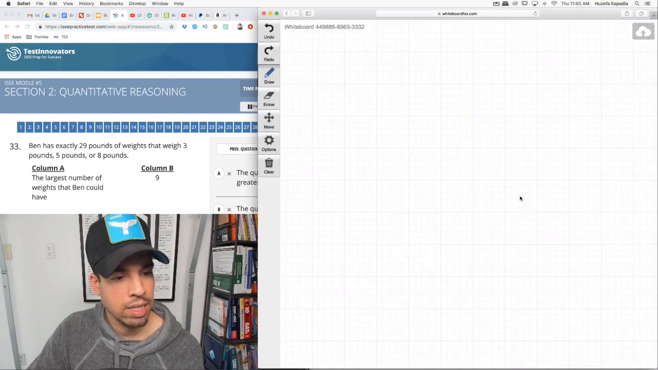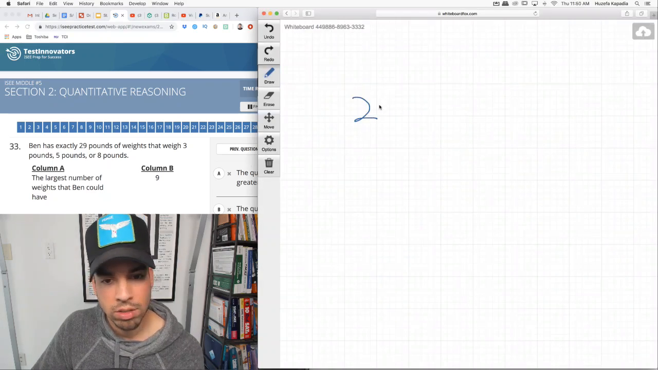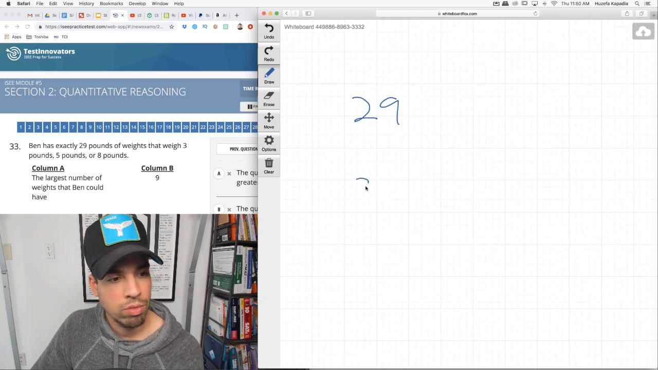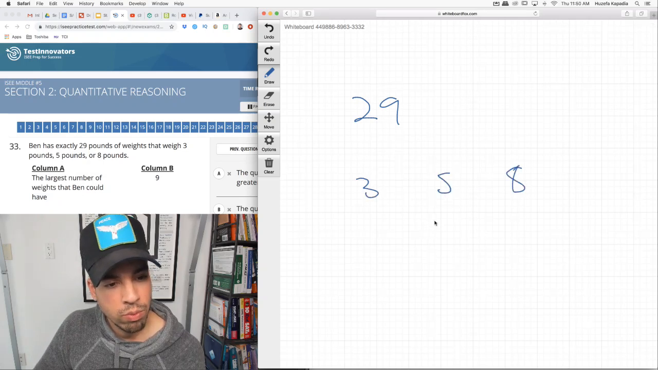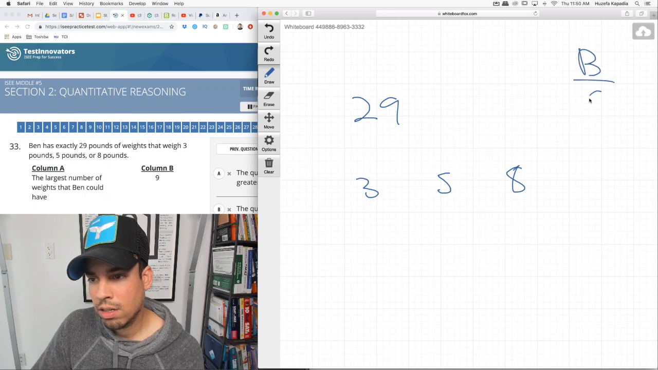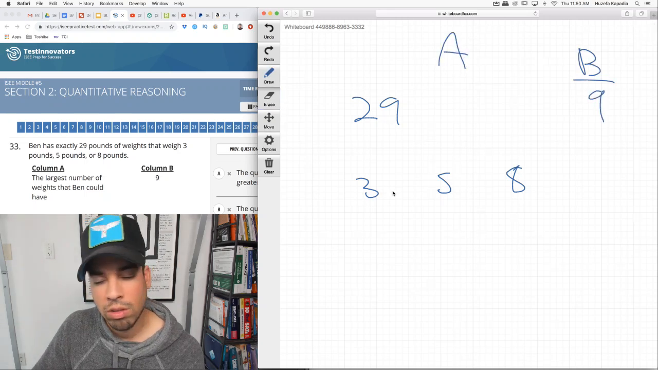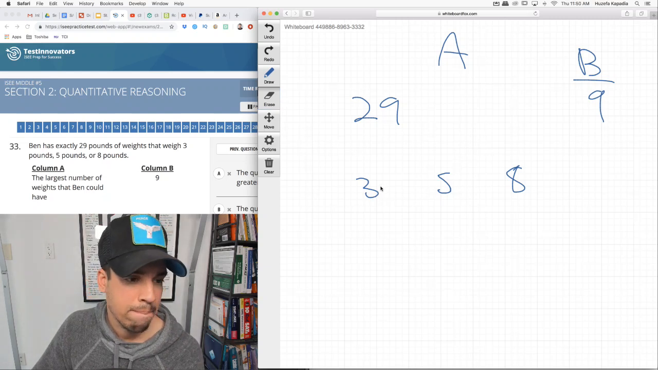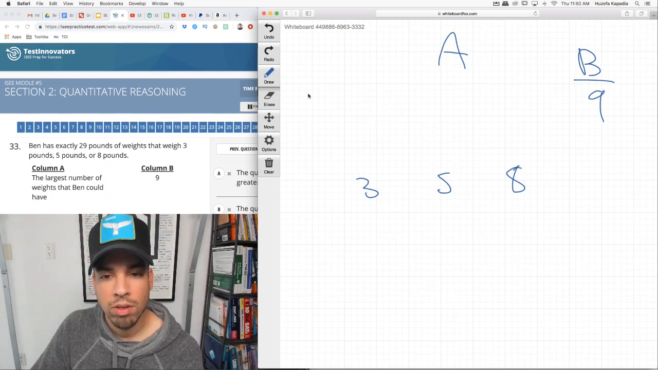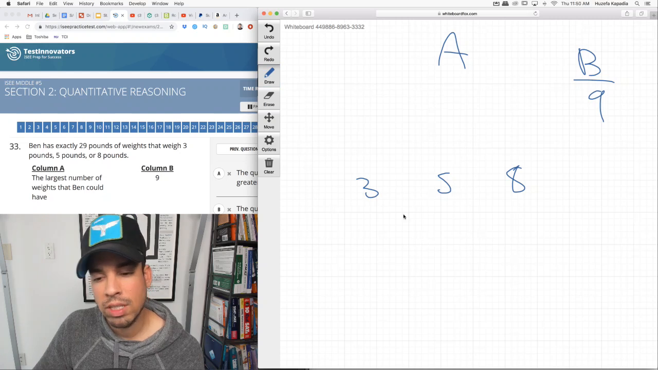Okay, Ben has exactly 29 pounds of weights that weigh 3, 5, and 8 pounds. The largest number of weights that Ben could have, so B is 9. The largest number, that means I want the most 3-pound weights possible. Okay. So I could have, let's see.